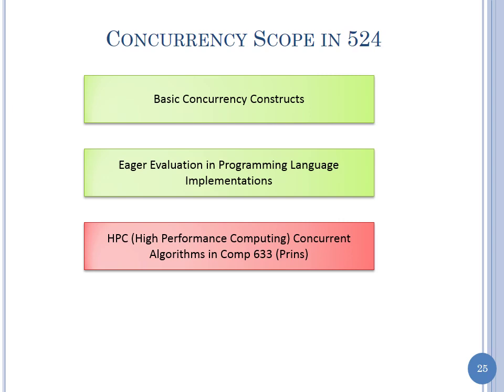We're going to do some concurrency here, but if you take a graduate course, there is another course, 633, that will do concurrency from a high performance point of view. You look at concurrent algorithms. Just to make sure that you get important concepts before you graduate, I'm going to do the basic concurrency constructs, which I've already done here. We'll look at them from an implementation-oriented point of view later, and we're going to use this to do eager evaluation in programming language implementations. So that's the tie to programming languages.